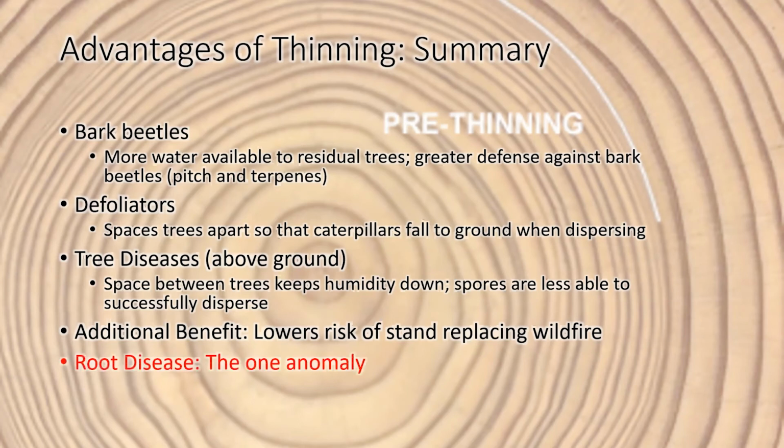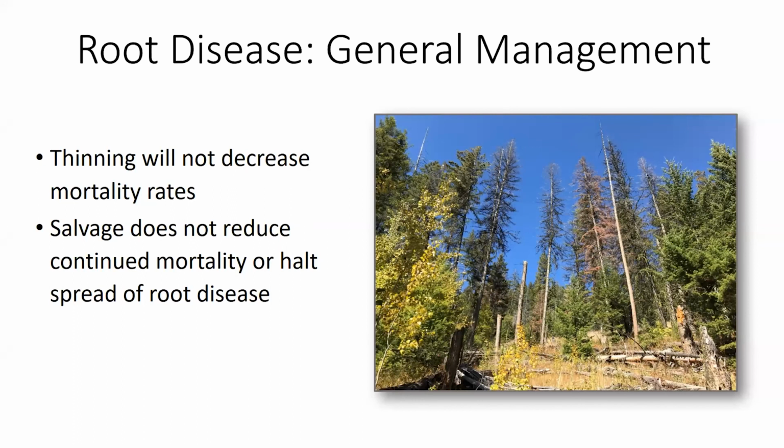The only anomaly is root disease. So thinning does not necessarily help root disease, and in some cases it can actually make it worse because you're leaving all these stumps and roots underground in the stand that armillaria or any other root disease might start proliferating, and especially during droughty periods. And this can result in additional mortality in your stand.